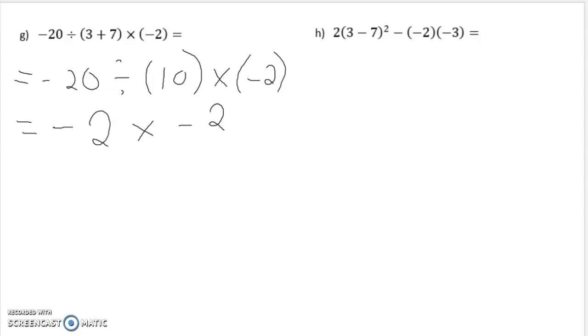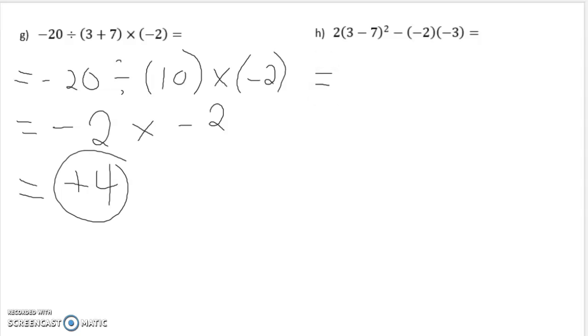You can keep it in the bracket if you want, or you don't have to. It means the exact same thing. Okay, and now we know that negative times a negative is a positive, and then 2 times 2 is 4. Okay, you don't have to write the positive in there. It's assumed that it's positive.